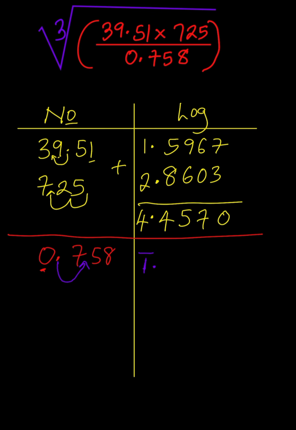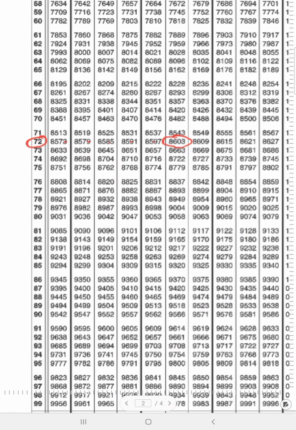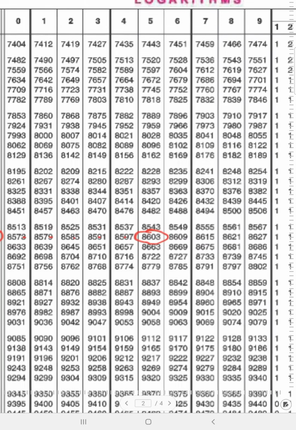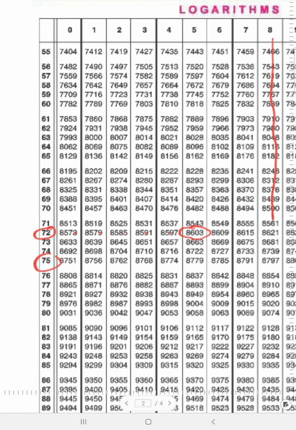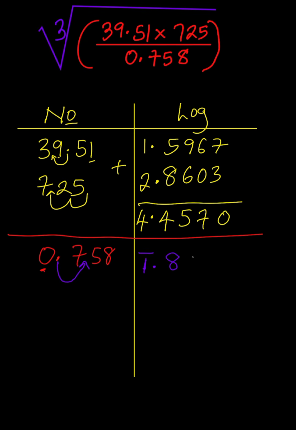Then you have to check for the logarithm of 75 under 8. Log 75 under 8. So let's check the logarithm of 75. As you can see, 8 here. You trace down to the 75. This is 75. Under 8 is this. So it's 8797. We have 8797. No difference.